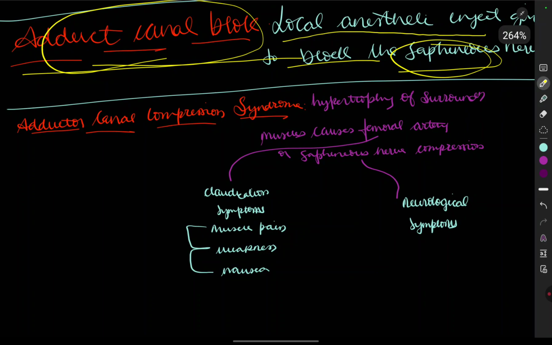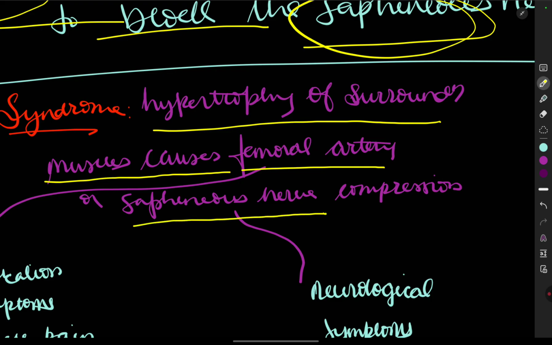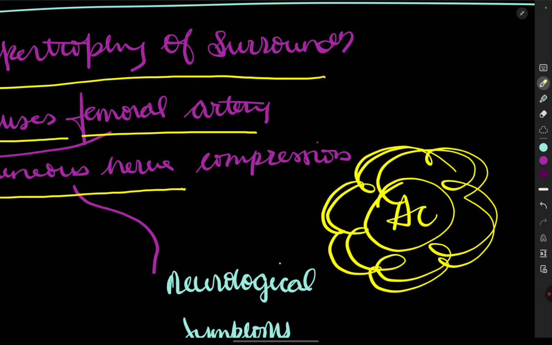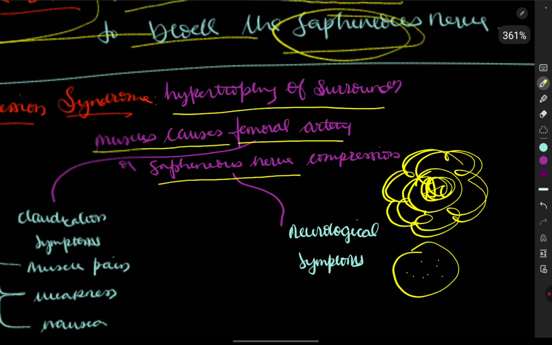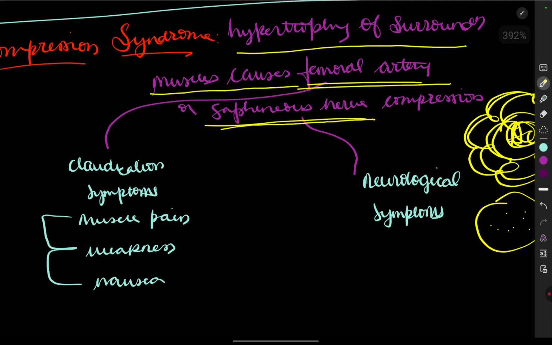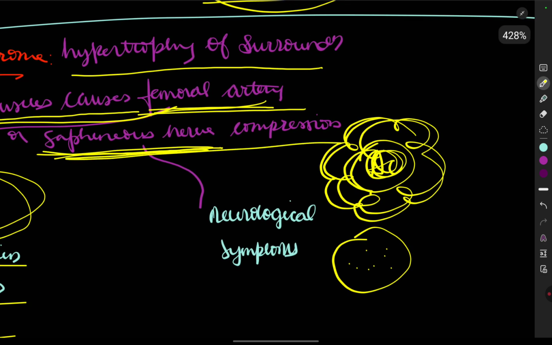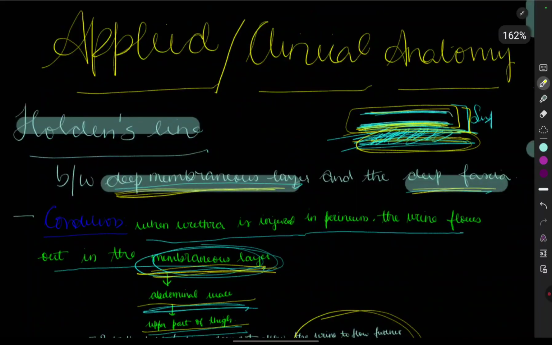Now what is adductor canal compression syndrome? If there is hypertrophy of the surrounding muscles, it causes the femoral artery to get compressed, and it also causes the saphenous nerve to get compressed. So suppose this is the adductor canal, and the surrounding muscles have hypertrophy. This compresses the adductor canal, and the contents within the canal will also be compressed, causing femoral artery compression and saphenous nerve compression. The femoral artery compression gives claudication symptoms like muscle pain, weakness and nausea, and the saphenous nerve compression gives neurological symptoms. Okay, so this is all about the clinical anatomy or applied anatomy of the complete chapter.